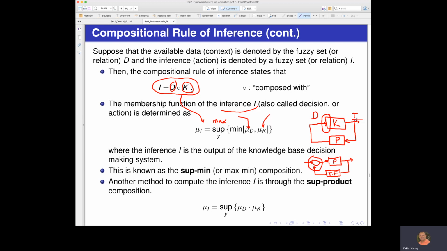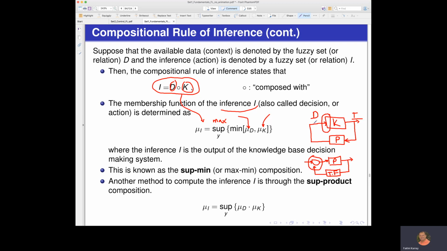So this is in the area of control systems. This is exactly the same process here. So we have the inference here, the decision of the knowledge engine, and then it's going to go to the plant. The output of the plant is going to be the input of the inference engine. So this is what is known as the sup-min, or what we also call max-min composition. When I speak of max-min composition, it means this particular compounded type of relationship that we are doing between the data and the knowledge engine. So this is known as the sup-min or max-min composition.